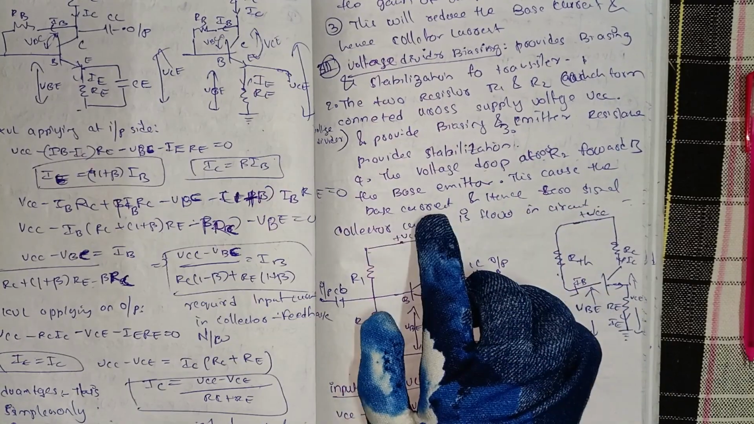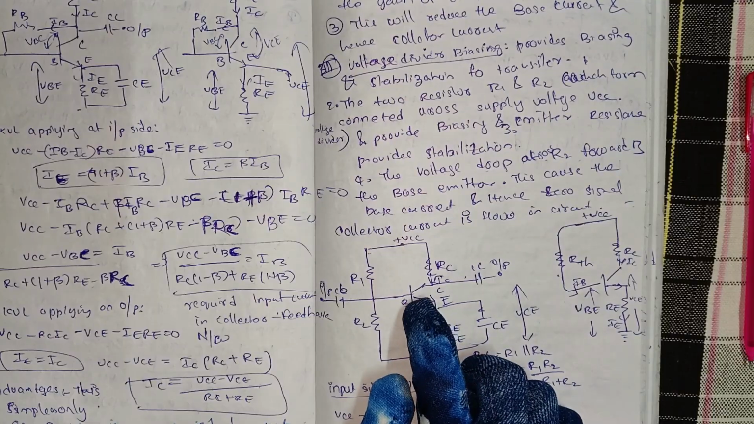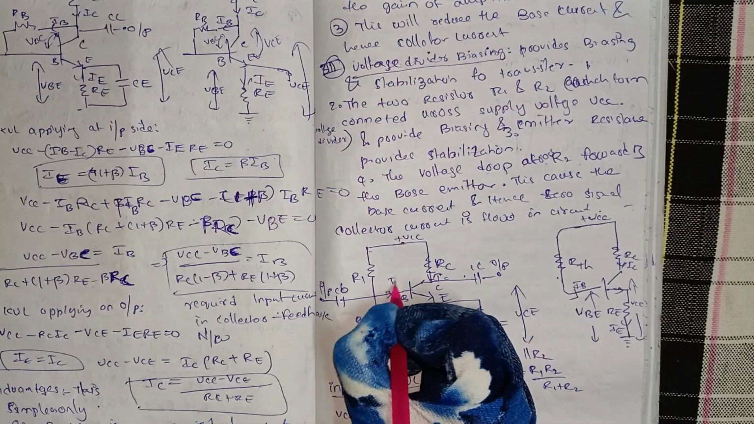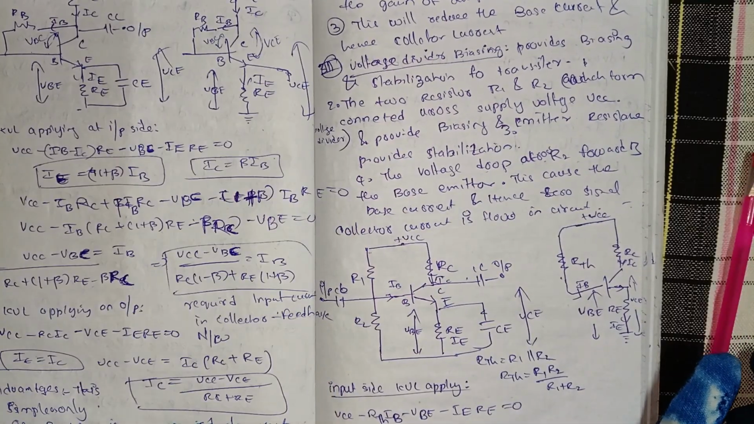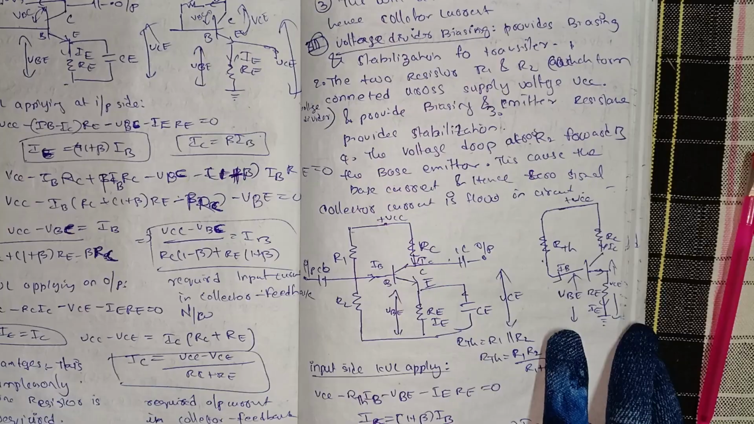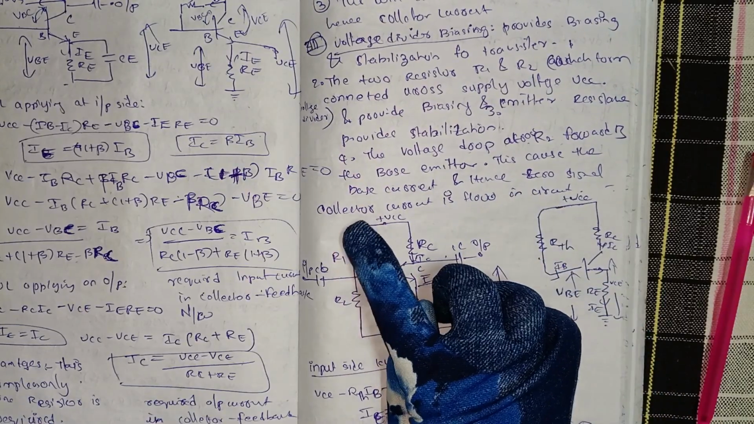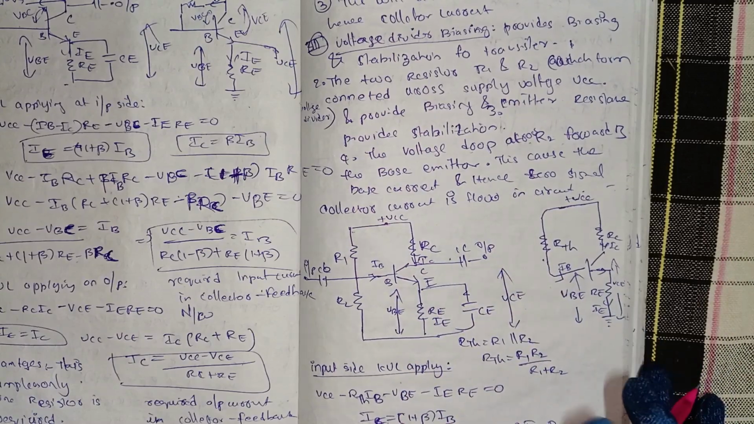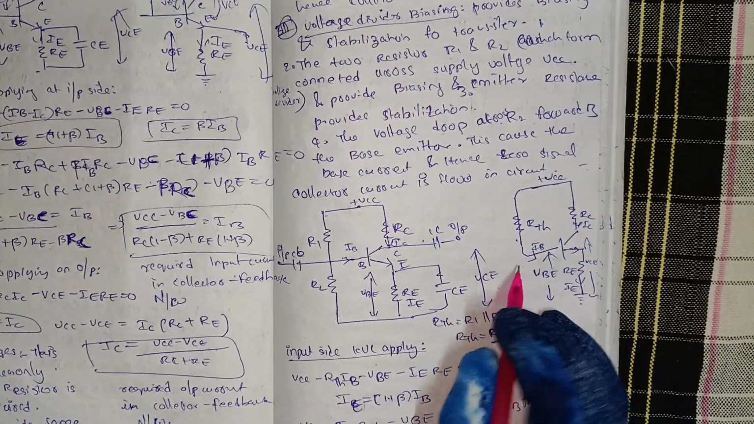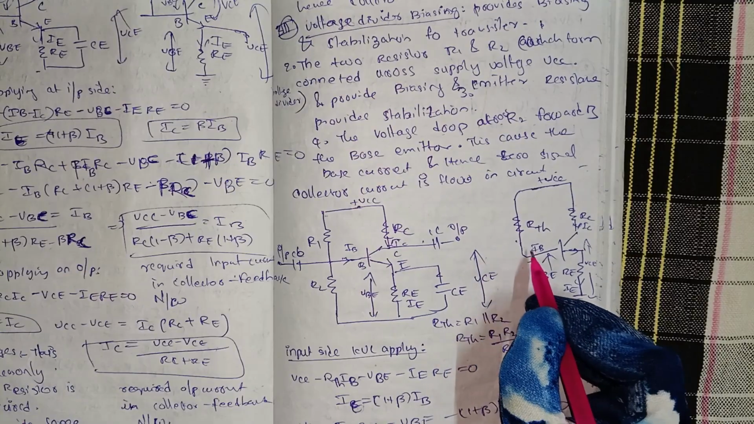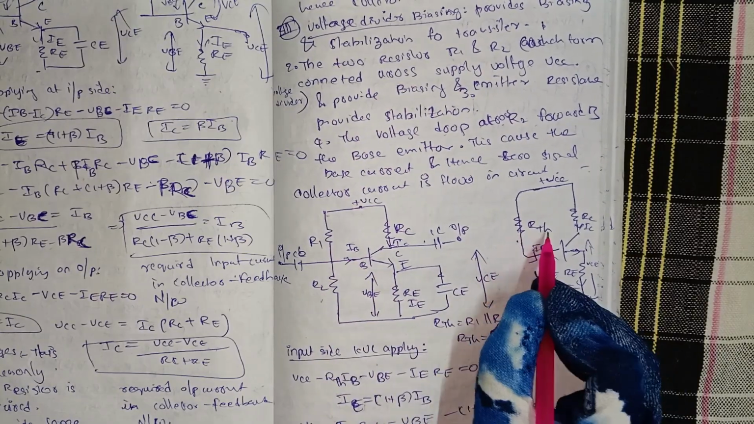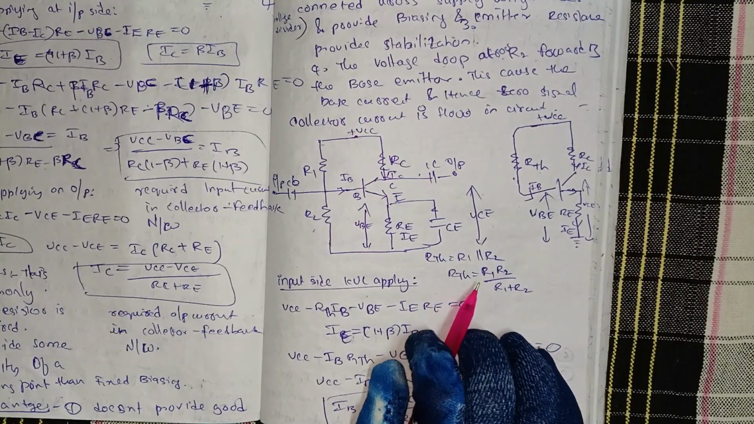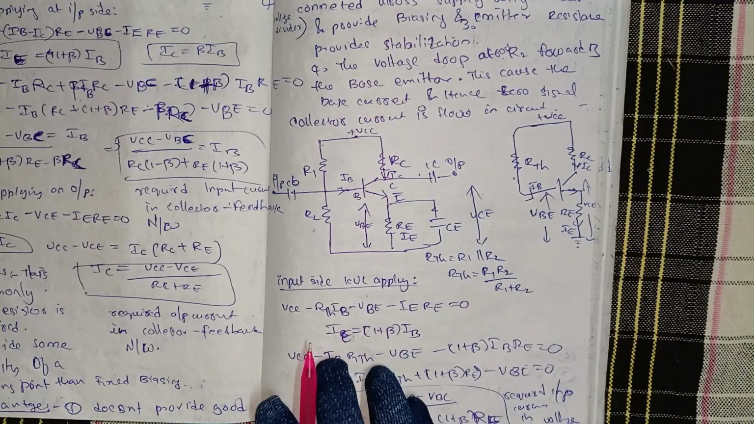This causes the base current IB, and hence the zero signal collector current flows in the circuit. Then after removing capacitors, we combine R1 and R2 to get RTH. RTH is equal to R1 parallel to R2, that is, RTH is equal to R1 into R2 by (R1 plus R2).